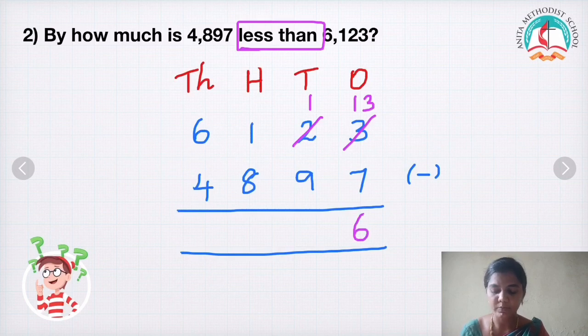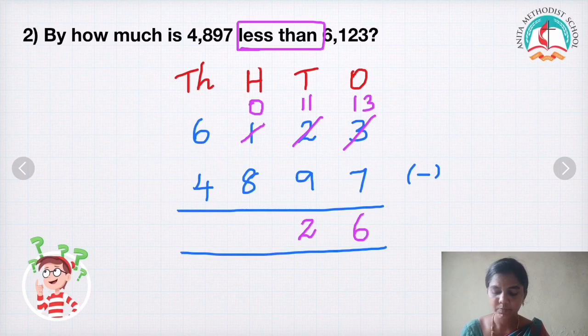Okay, so now we need to subtract the tens place. In tens place I need to subtract 9 from 1, but I cannot subtract 9 from the 1. So again I need to borrow from hundreds place, so it will become 0. The tens place will become 11. Okay, so now we can subtract 9 from 11. So if I subtract 9 from 11, I will get 2.